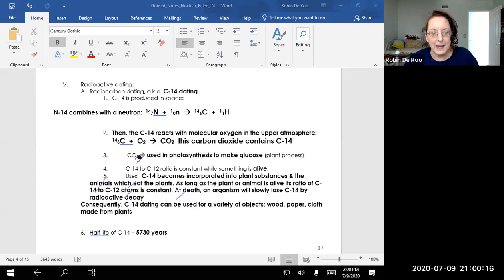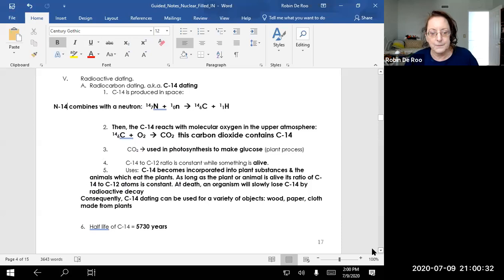Okay, let's look at radioactive dating. Specifically, we're going to look at carbon-14 dating. So carbon-14 is produced in space. Nitrogen 14 combines with a neutron like this, gives us our carbon 14 plus a hydrogen.